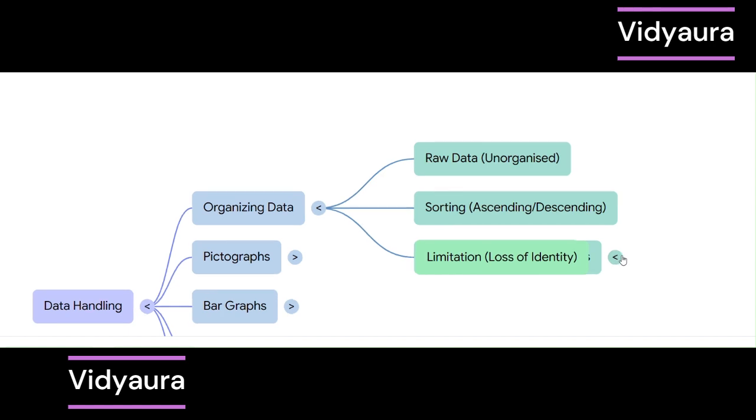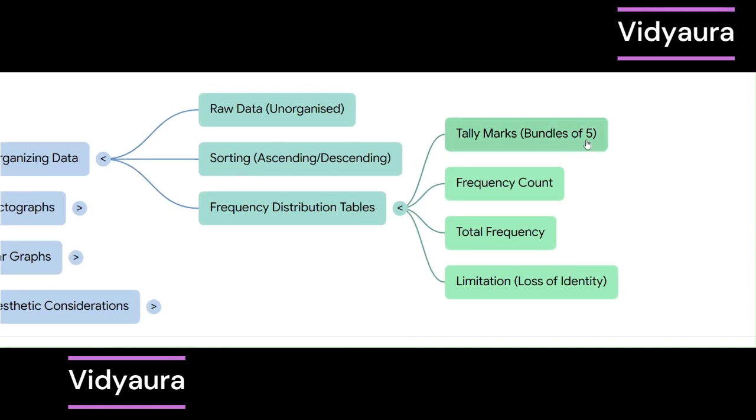We use tally marks. Remember, we group them in bundles of 5 to make counting fast. This gives us the frequency count, which tells us how often a specific value appears. Add those up, and you get the total frequency.